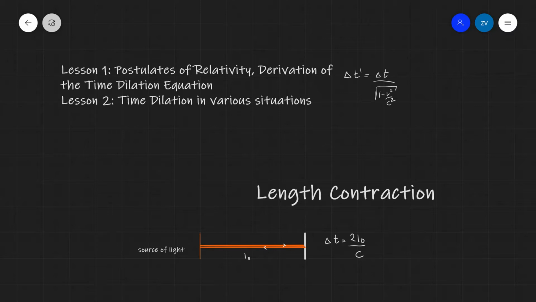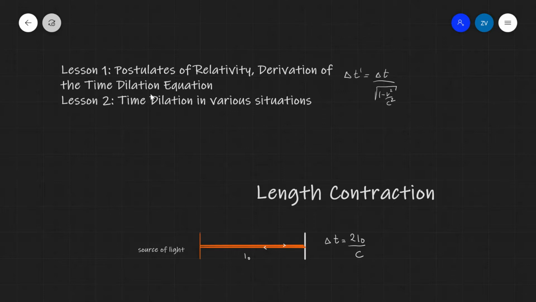Just to recap, in lesson 1 we had a look at the postulates of relativity, and we also did a derivation of the time dilation equation, namely that delta t prime is equal to delta t over the square root of 1 minus v squared over c squared. The primed is the time as measured by an observer that is moving at a speed v.